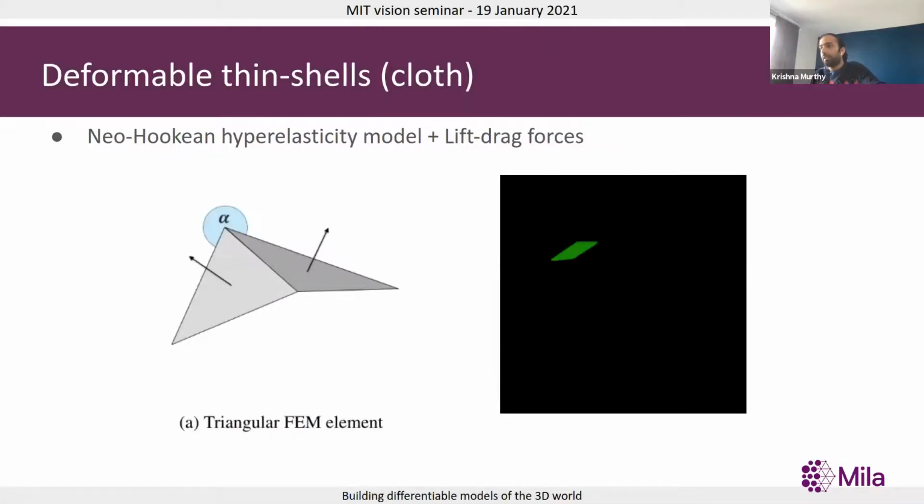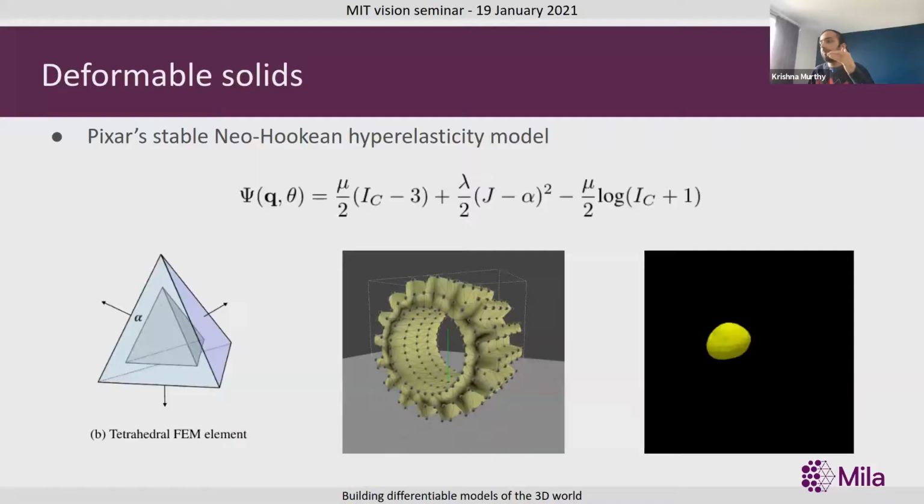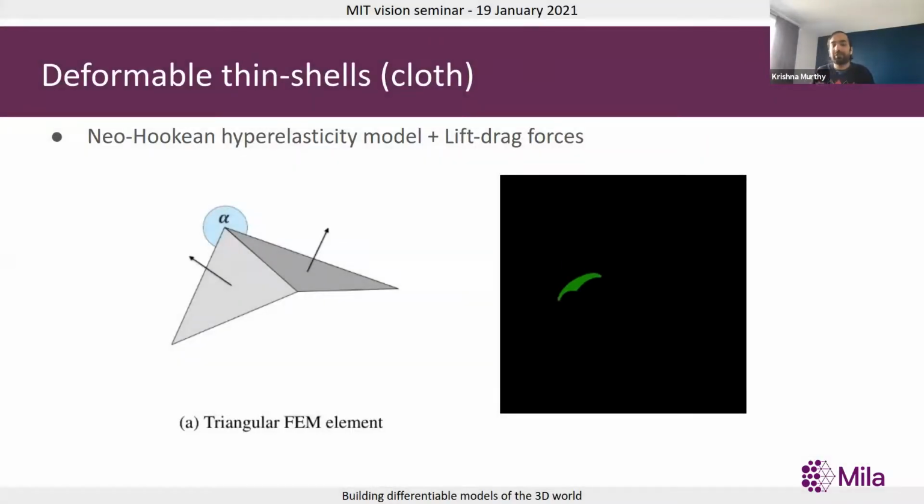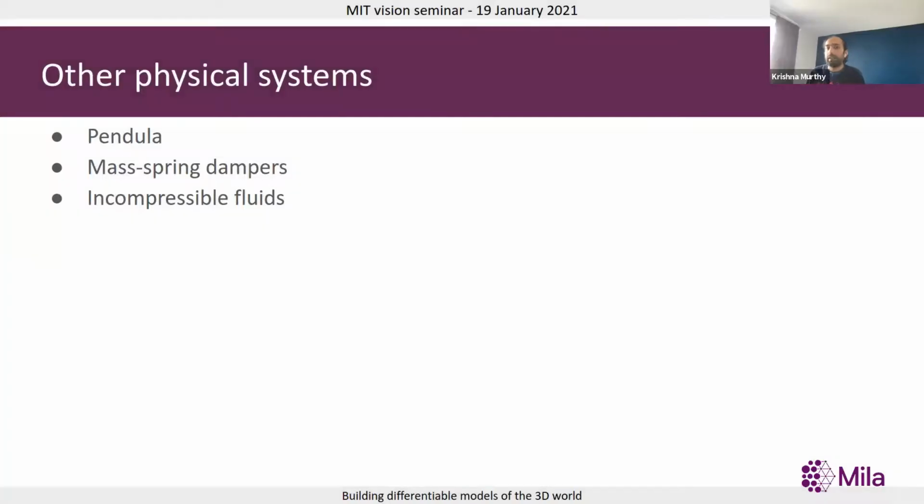Building on the tetrahedral FEMs, we have a triangle FEM that can be used to simulate thin shell objects, like this cloth falling in the presence of lift and drag forces. There are also a few other physical systems like pendulum, mass spring dampers, and incompressible fluids, but these were mainly used for debugging the system. The cooler applications are with the deformable objects and cloth.